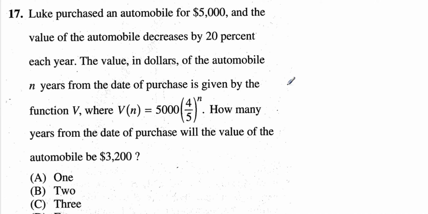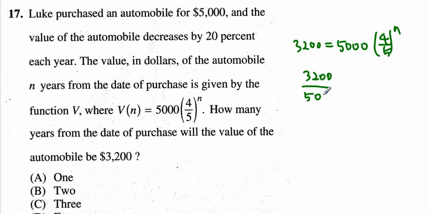Then what we have to do is this. All we have to do is put 3,200 is equal to 5,000 times 4/5 to the n. Now I'm going to divide by 5,000. Then we get, in fact, 3,200 over 5,000 is equal to 4 over 5 to the n power.